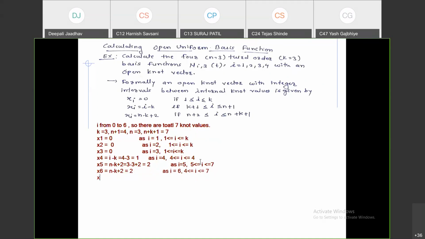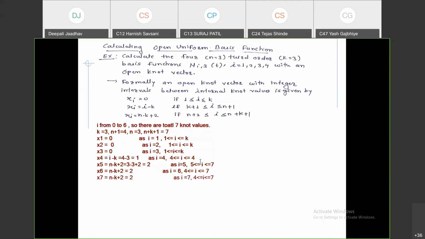Then x7. Again we calculate x7 as i is equal to 7, which is greater than or equal to 4. i is greater than or equal to 4 and less than or equal to 7. So in that case, again we calculate using the same equation, n minus k plus 2, which is equal to 2. So these are the 7 knot values we have calculated here.